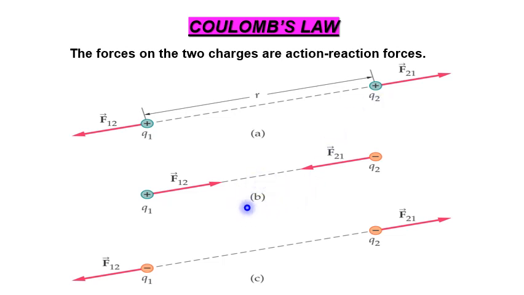Diagram B shows a similar idea, but here they are unlike charges. So Q1 is pulling Q2 towards it, which is the action, and the pull of Q2 on Q1 towards it is the reaction force. Part C is also giving us a similar idea.